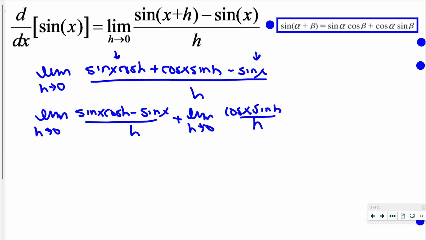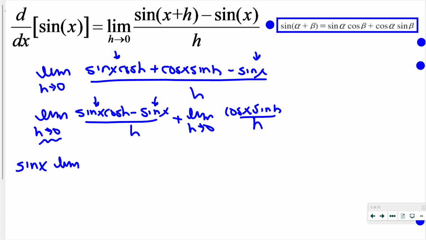Looking at this here, I notice I have a common factor of sine x, and I'm looking at the limit as h approaches 0, which is not tied to x. So that means that sine x is really a constant value. It doesn't depend on h. So I'm going to factor it out and bring it up front.